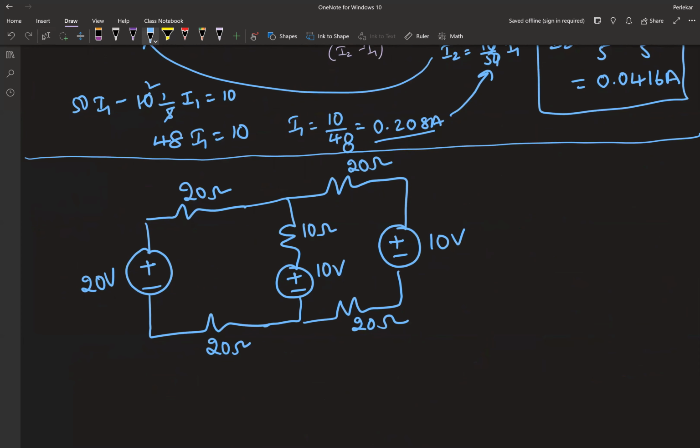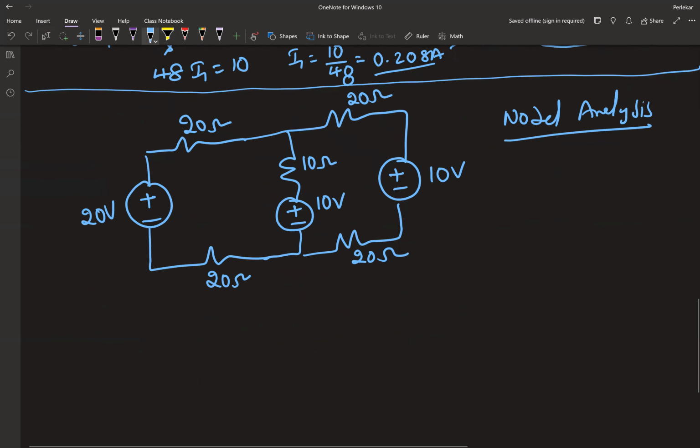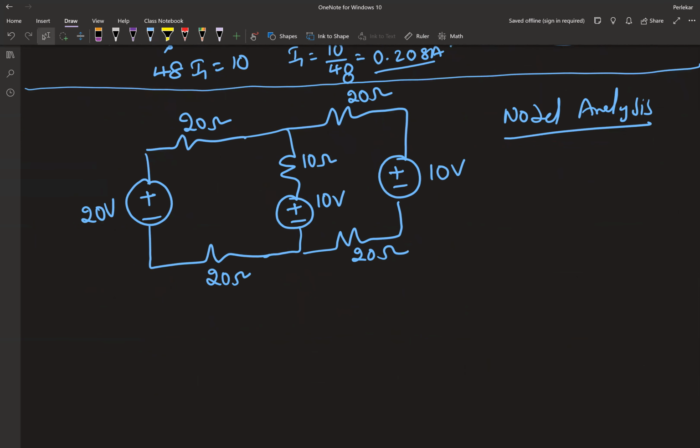Now, I'm going to solve this by using nodal analysis. To do the nodal analysis, I'm going to do some simplification. I will simplify the circuit first.